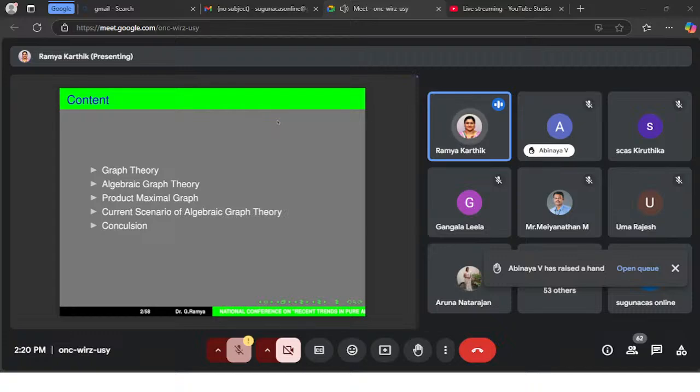And these are today's contents I'm going to discuss. First one, graph theory. In graph theory, the most important topics related to algebraic graph theory I discuss here. Then algebraic graph theory. In algebraic graph theory, I'm going to discuss how to draw a graph from group theory and also ring theory. And next one, product maximal graph. It is basically from ring theory, and some results are also discussed here. And next, current scenario of algebraic graph theory, and next one, conclusion.